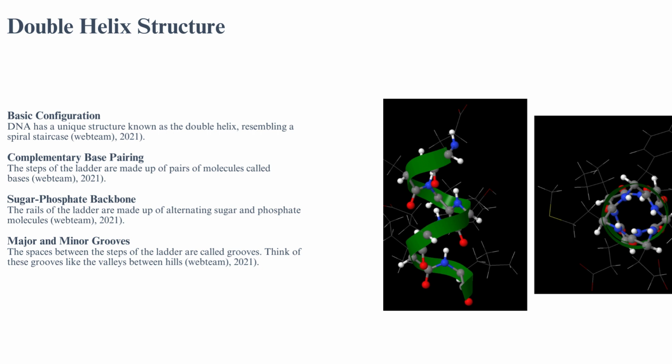Complementary base pairing. The steps of the ladder are made up of pairs of molecules called bases, just like puzzle pieces. Adenine always pairs with thymine, and cytosine always pairs with guanine, like we have mentioned before. Next, we have the sugar phosphate backbone. The rails of the ladder are made up of alternating sugar and phosphate molecules.